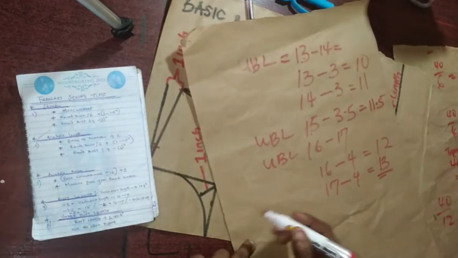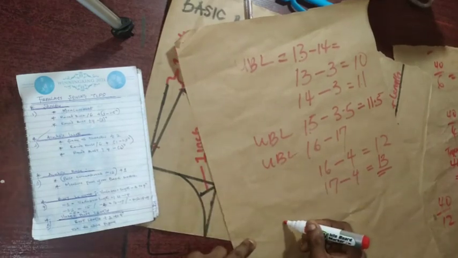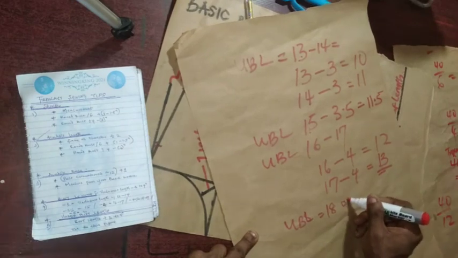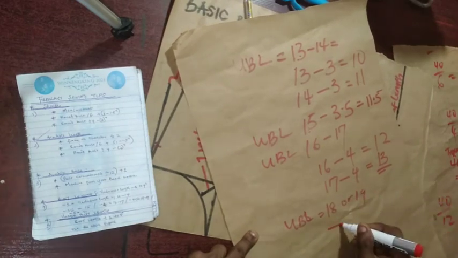Okay. So now let's say you have someone who has under bust length of 18 or 19. All you're going to subtract from this is what?